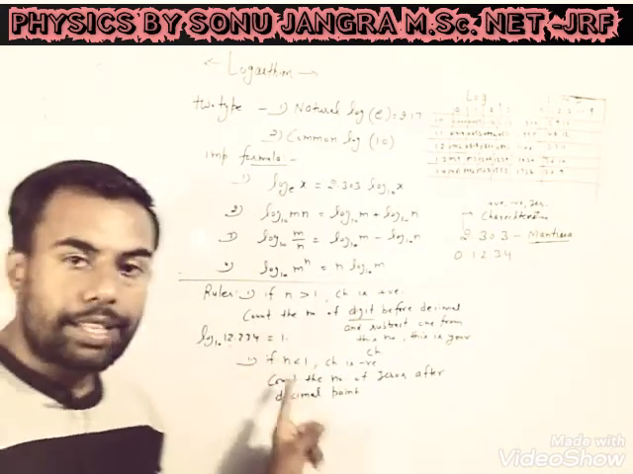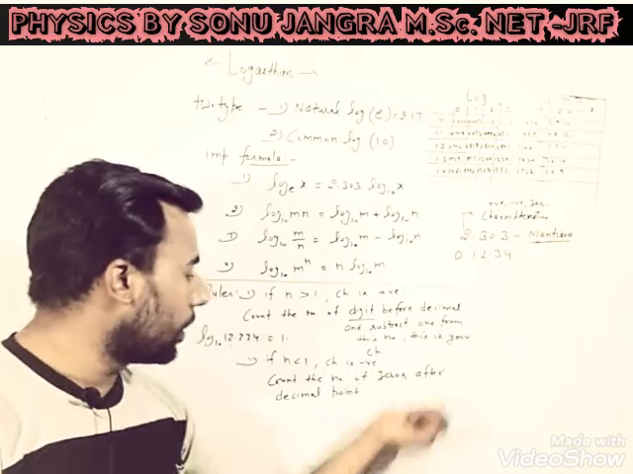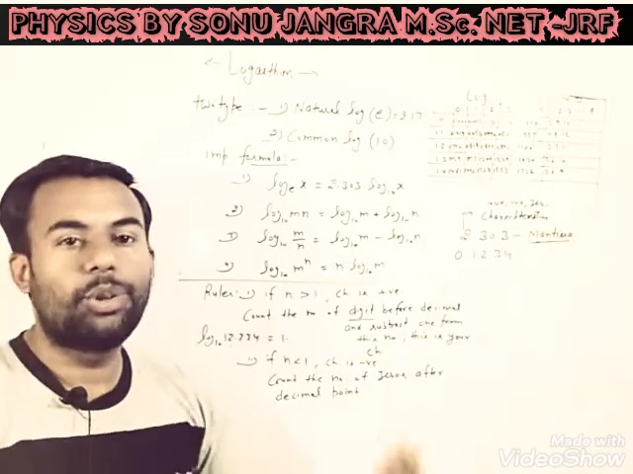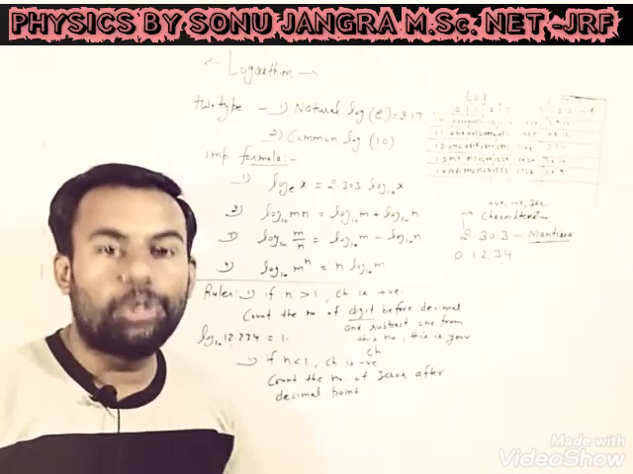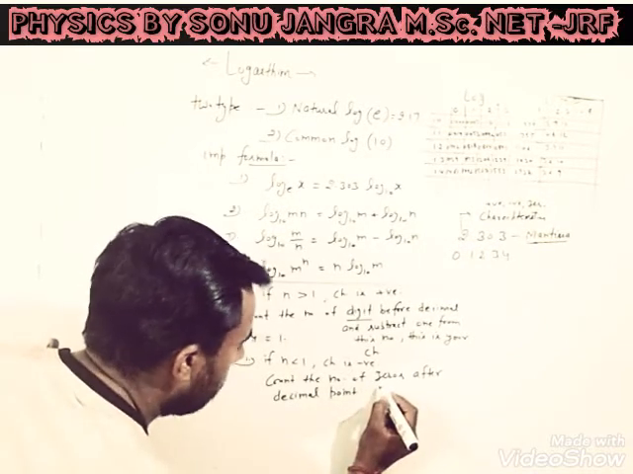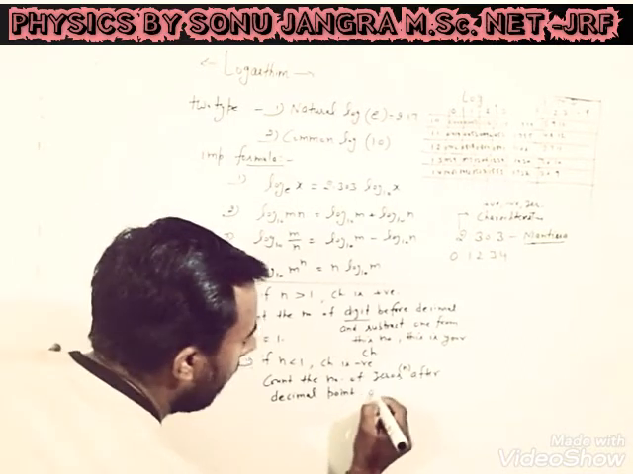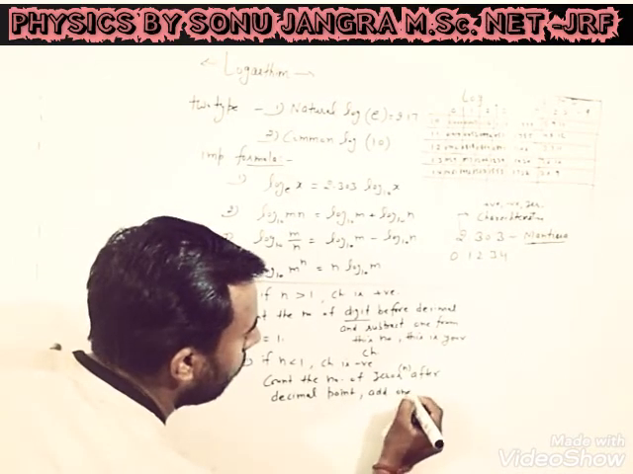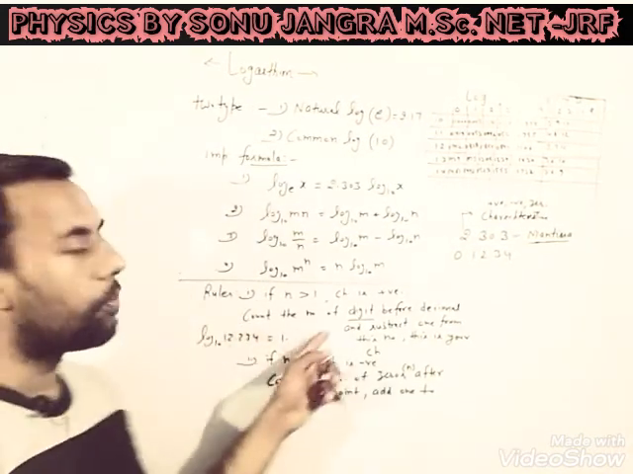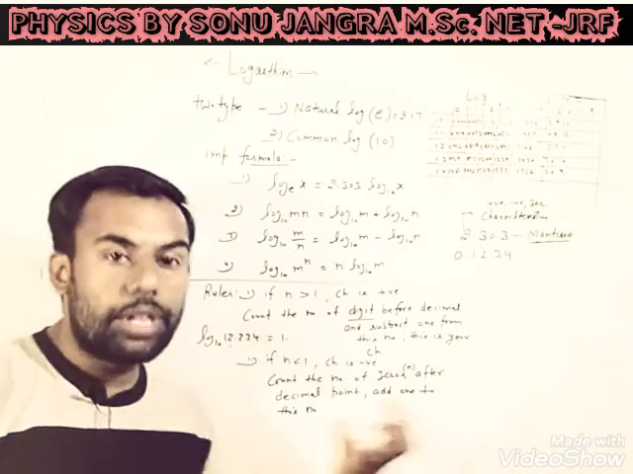What is the rule? If the number is less than 1, the characteristic is negative, and count the number of zeros after the decimal point. So in this number, how many zeros are after the decimal? There is no zero after the decimal, so there are 0 zeros after the decimal. Okay, that is the number of zeros after the decimal point, that is n. Consider n is the number of zeros. So add 1 to this number. In the first rule, subtract 1 from this number. What is this number? The number is the count of digits before the decimal.